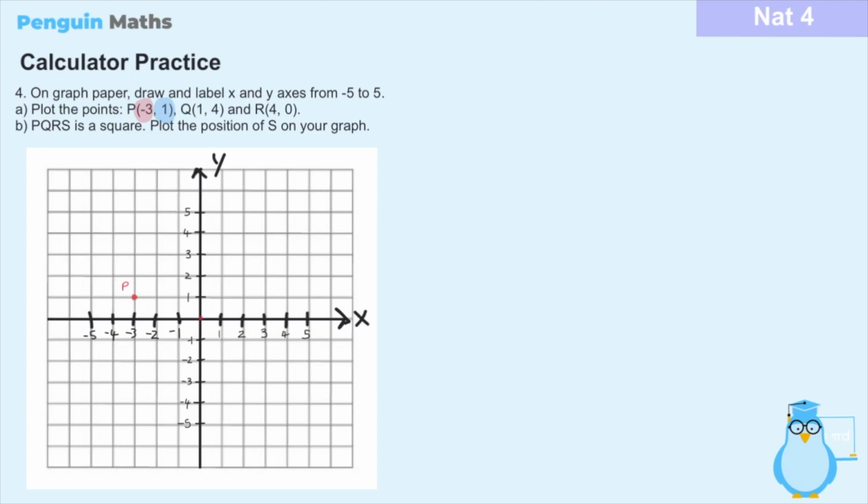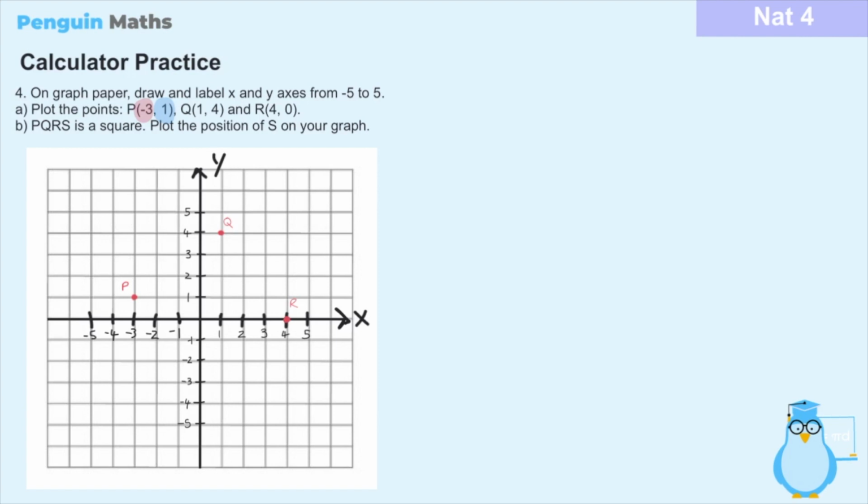For point Q, we move 1 in the x direction, but then 4 in the y direction. And for point R, we move 4 in the x direction, but 0 in the y direction. So that means that we just stay right here on the x-axis. So that's us now finished part A.